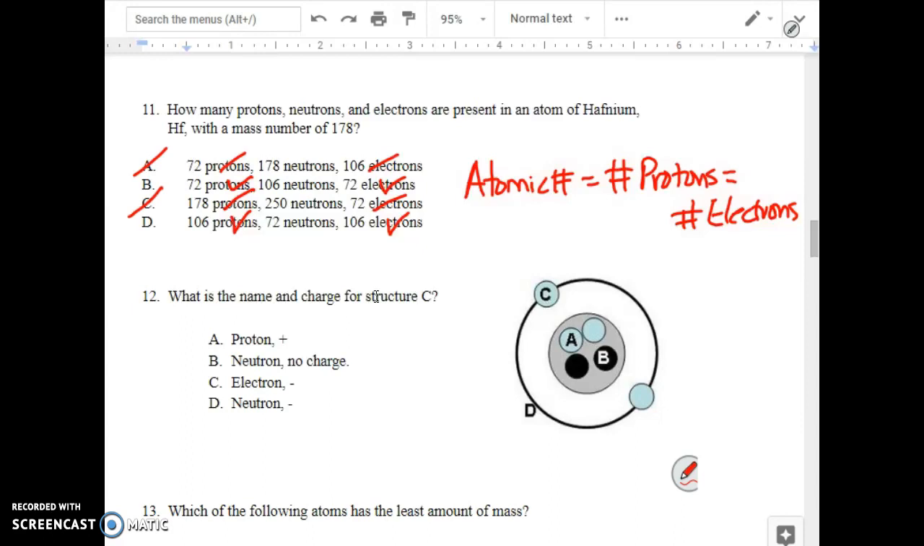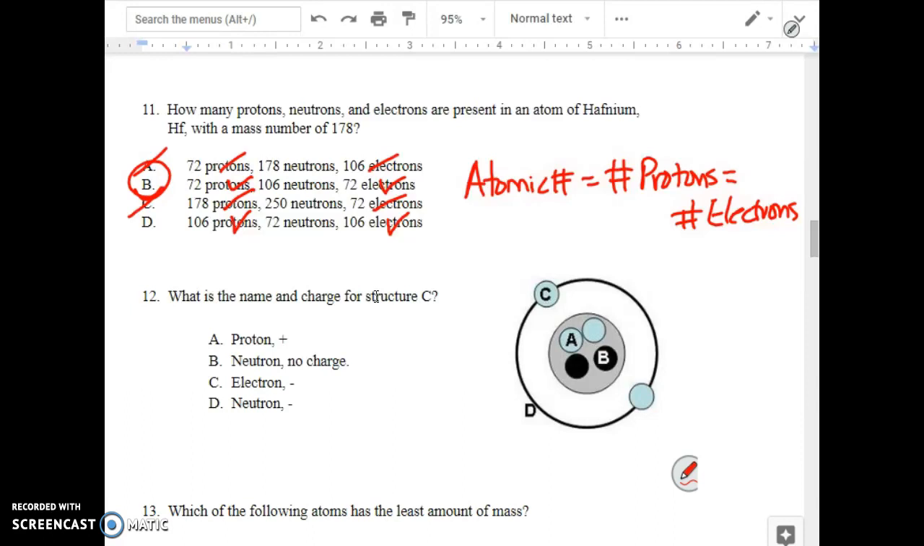Now we can look at the periodic table. We're looking for hafnium, so I'm just going to go to number 72, and that is hafnium. Number 106 is, what is 106? SG, whatever that is, I can't see. Okay, so the correct answer here is going to be B.